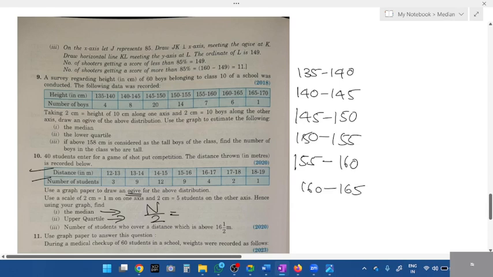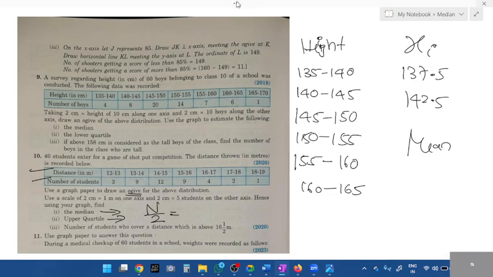160 to 165, we call this a class interval. Remember, for the ogive graph, we always take the class interval, for both ogive and histogram. You don't take the middle value. For example, we don't write 137.5. These kinds of calculations, like 142.5, we use only in the mean chapter, for mean and median.